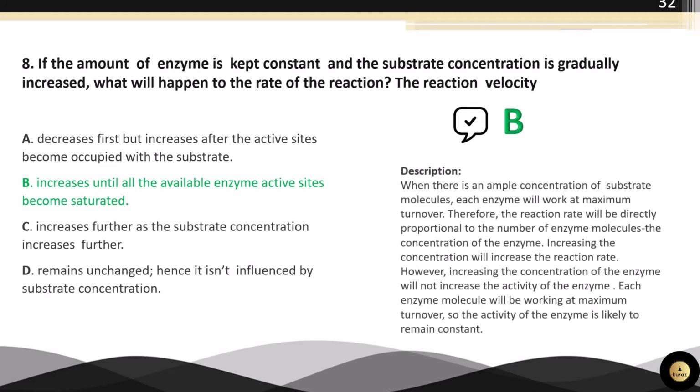When there is an ample concentration of substrate molecules, each enzyme will work at maximum turnover. Therefore, the reaction rate will be directly proportional to the number of enzyme molecules. The concentration of the enzyme. Increasing the concentration will increase the reaction rate. However, increasing the concentration of the enzyme will not increase the activity of the enzyme. Each enzyme molecule will be working at maximum turnover, so the activity of the enzyme is likely to remain constant.